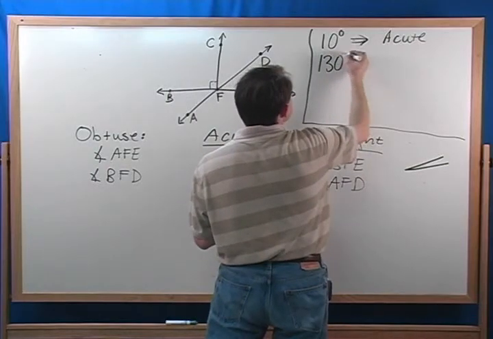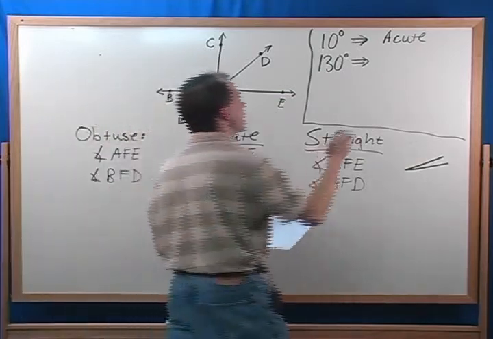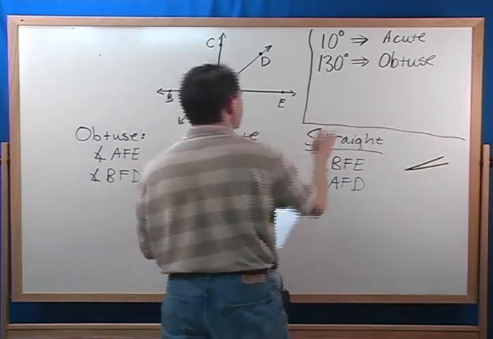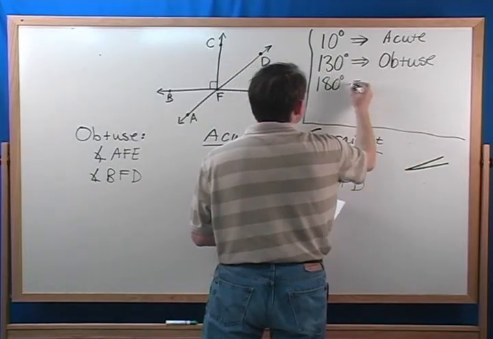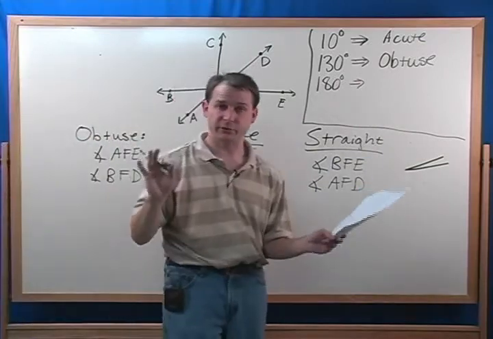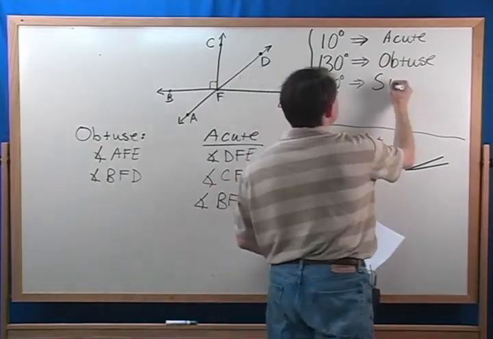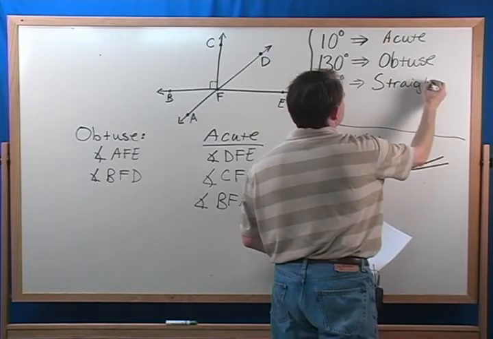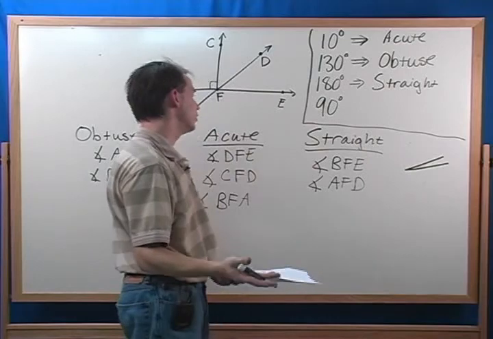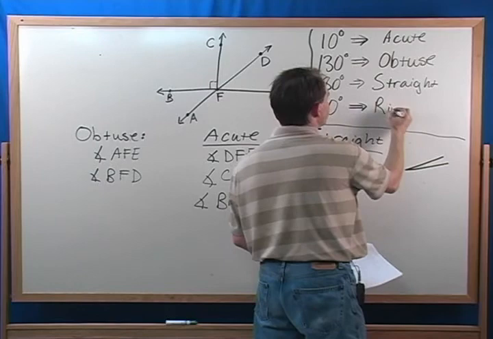130 degrees. Is it less than or greater than 90 degrees? That's all you have to ask yourself. It's greater than 90, so that's obtuse. 180 degrees. Is it less than or greater than 90? Well, it's greater than 90 degrees, but it's a special case that 180 degrees is the straight angle. Straight angle. And finally, if you have 90 degrees, well, what is that? Is it acute? No. Is it obtuse? No. It's exactly equal to 90, so that is a right angle.